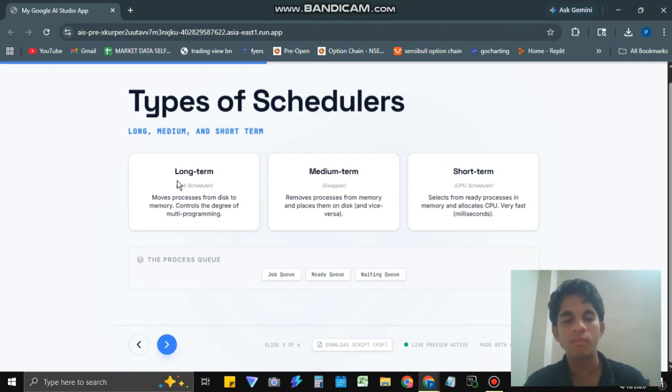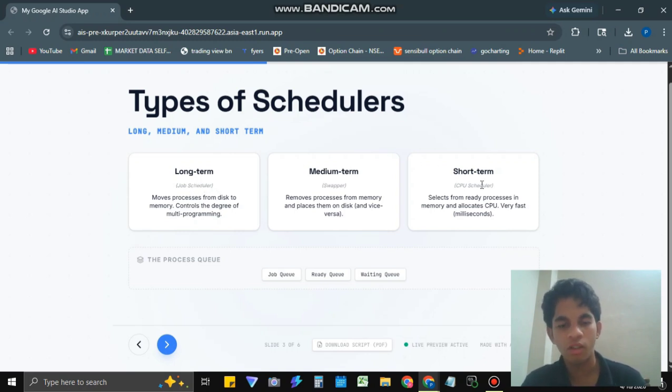The next one is the medium term scheduler. We can take it as an analogy of a bouncer. The first one was the gatekeeper, then comes the bouncer. In technical terms, if the system gets too crowded, it kicks some processes temporarily to the disk to save space. This is called swapping. So swapping comes over here. We can call it a swapper as well. And the long term one, in technical synonym, we can call a job scheduler.